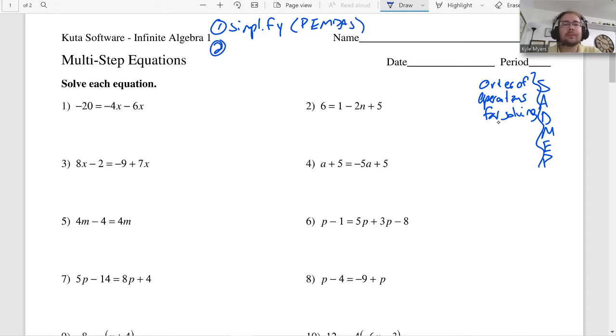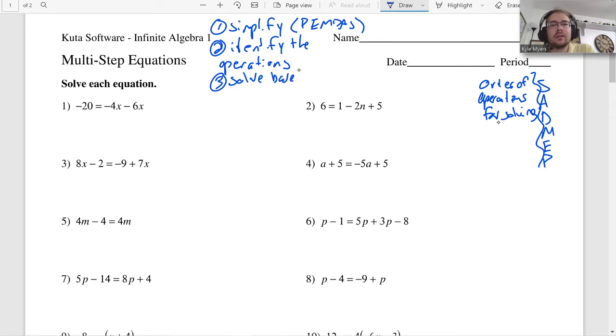Step 2, you identify the operations. I said that a little fancy, but basically what I mean is just look at every math thing that's going on. What sort of math is happening? Identify all of the things that are happening in the math, and then you order them, so you solve based on SADMEP.